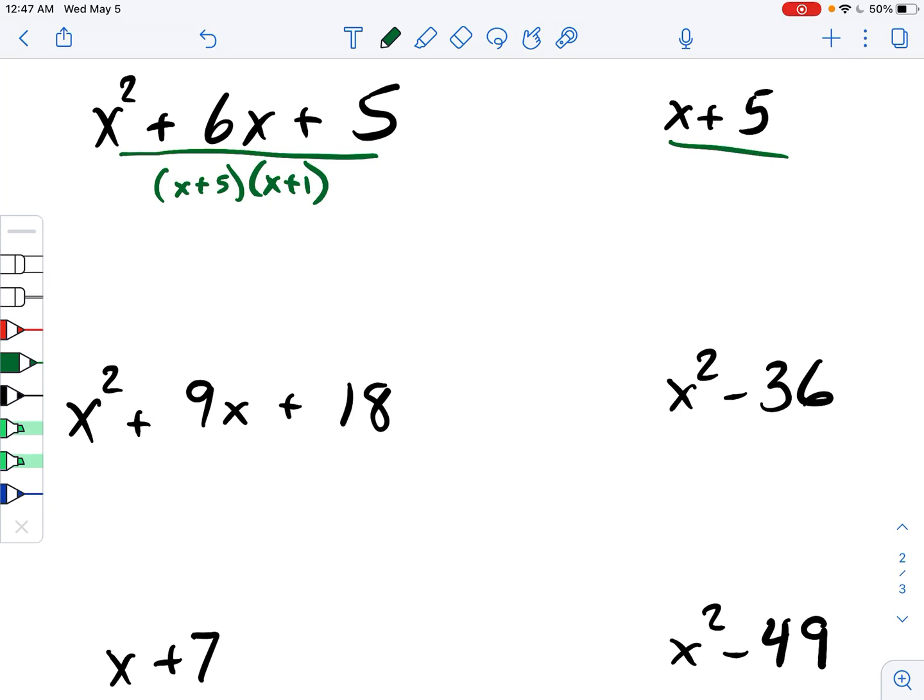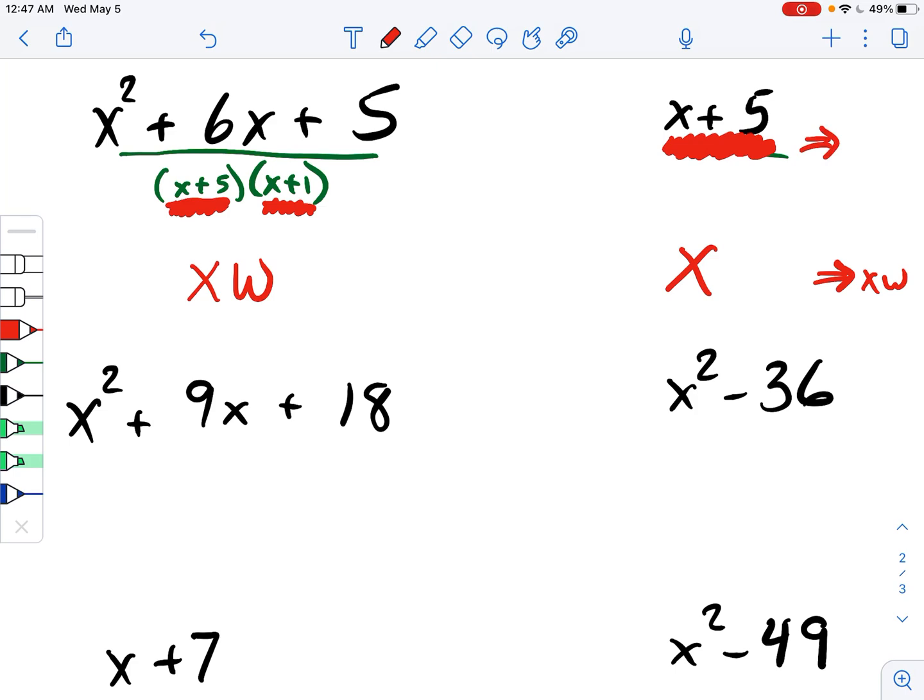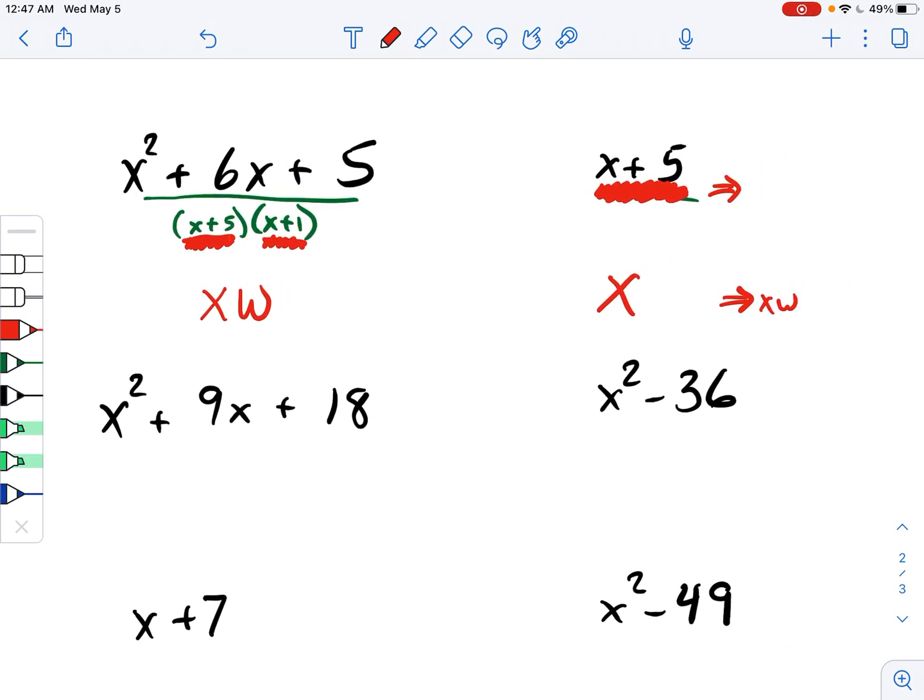And then what I want you to do is look at what you have factored and what your other denominator is. Now, if you think about it, if you had x, w, and x, you would know that your common denominator should be xw. So here you have something times something else, and this something over here is in common. So your best common denominator would actually be the x plus 5 times the x plus 1.